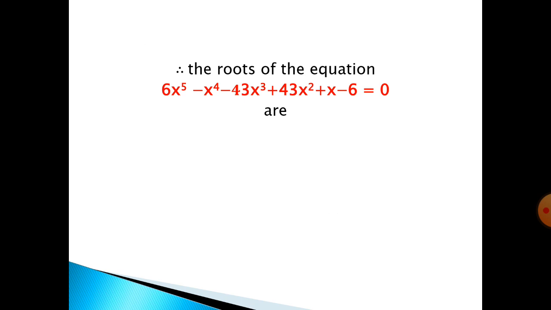So the roots of the equation 6x⁵ − x⁴ − 43x³ + 43x² + x − 6 = 0 are the x values we have found throughout the sum. So the roots are −3, −1/3, 1/2, 2, and 1.